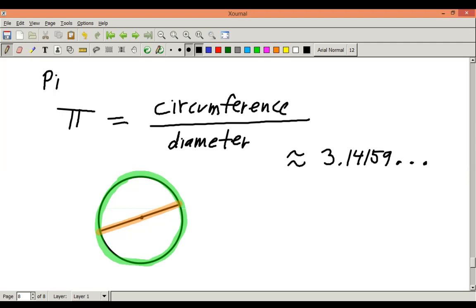Okay, so what does that have to do with what we're talking about? We're going to use this pi a lot whenever we deal with circles in geometry, and it's in the formula for both the circumference and the area of the circle.